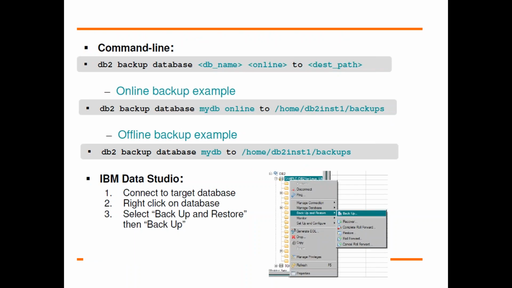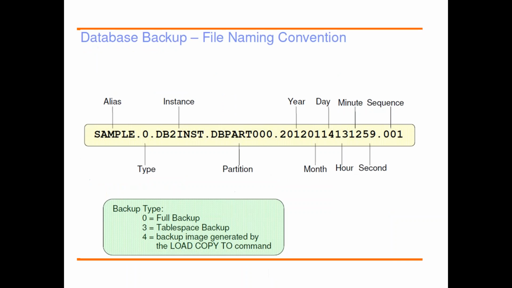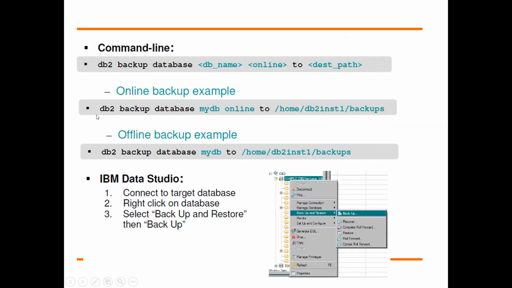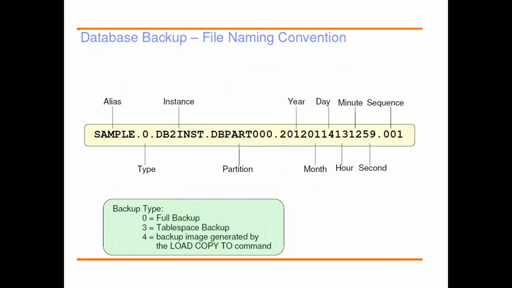The output of the backup statement is a single file. If I am taking a backup of a sample database, the output of any backup statement is a single file. So this is how the file name will be. Database name. The second parameter specifies the type of backup. 0 for full backup, 3 for tablespace backup. You remember in the load example we used an option called COPY S. When I say COPY S, I give where to copy that load file.